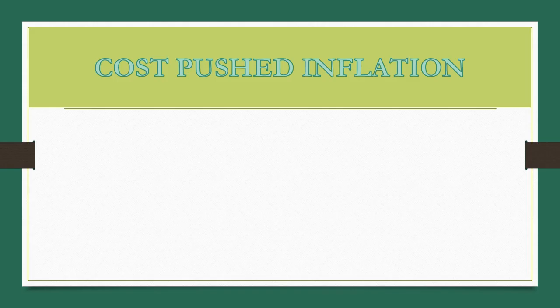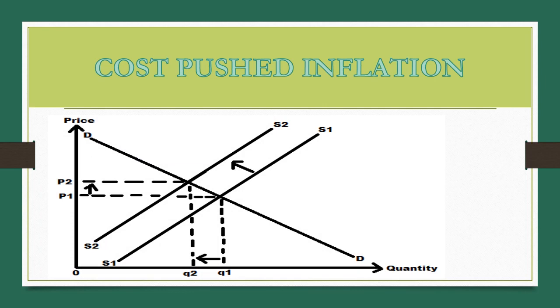As we explained earlier on, cost push inflation comes as a result of an increase in the cost of production and factors of production, which leads to a high cost of production, and that high cost of production reduces supply, thereby increasing prices of goods and services. As you can see in the diagram, at equilibrium supply and demand are equal, and the price is P1 and the quantity is Q1.